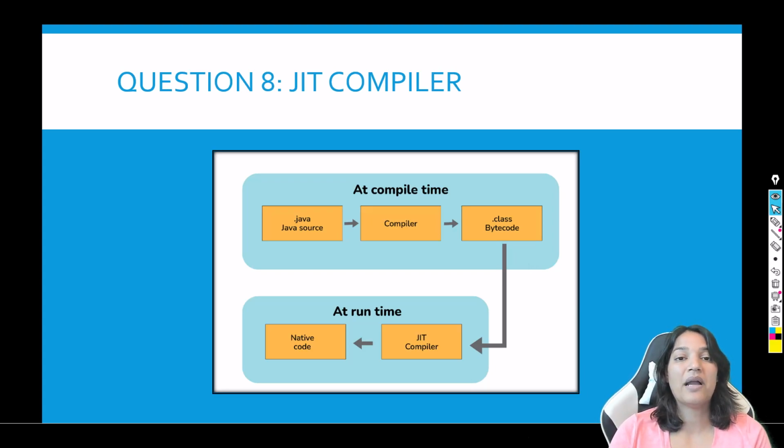What is the JIT compiler? It is just-in-time compiler, and it is part of your JDK, and the responsibility is it converts your bytecode directly into native machine code, which helps improve the performance and also helps us run our programs faster.